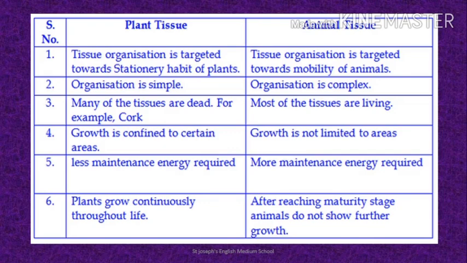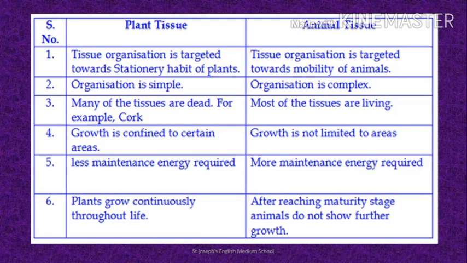And the sixth point is that plants grow continuously throughout their life, whereas animals, after reaching the maturity stage, do not show further growth. So we see that plants grow continuously, and animals, after reaching maturity at a certain age, stop growing. The development keeps on taking place, but the growth will stop. After reaching maturity, what happens? Animals do not show further growth.